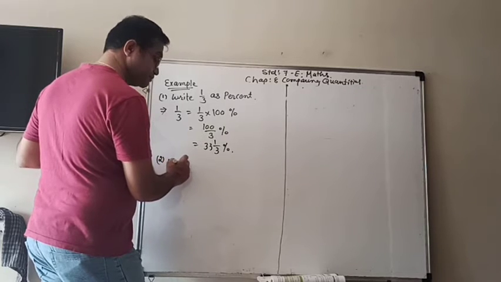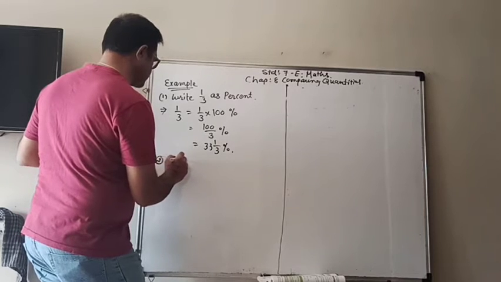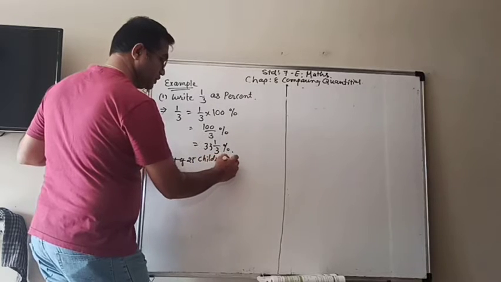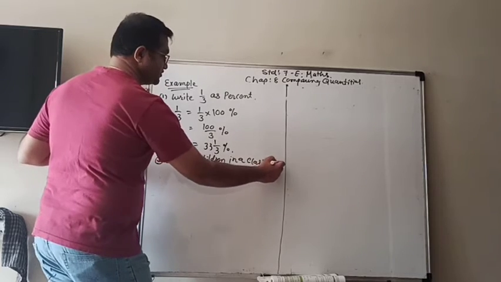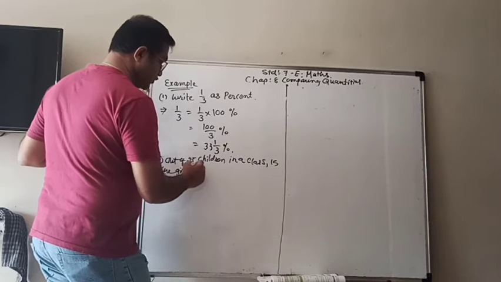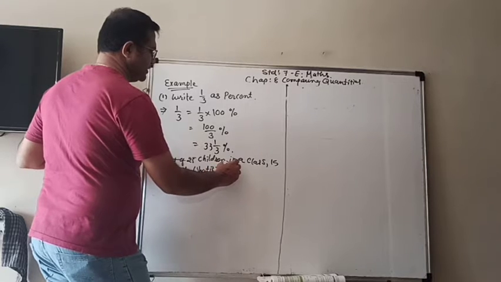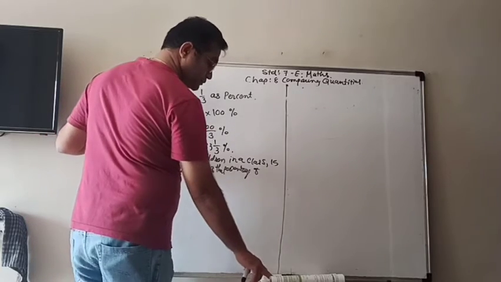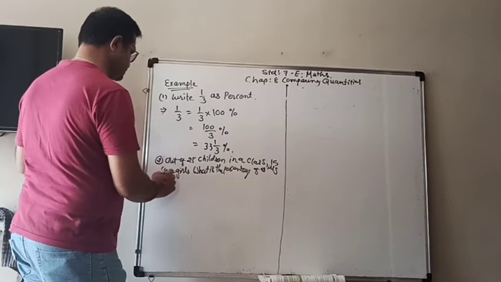It is a word problem. Out of 25 children in a class, 15 are girls. What is the percentage of girls and boys?